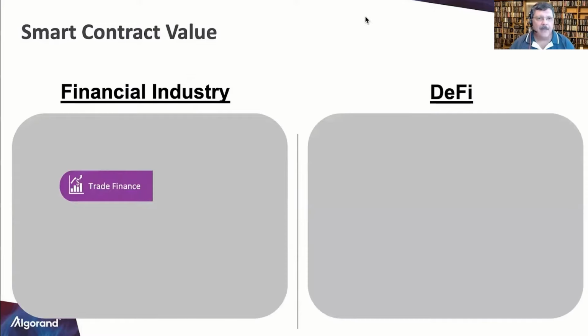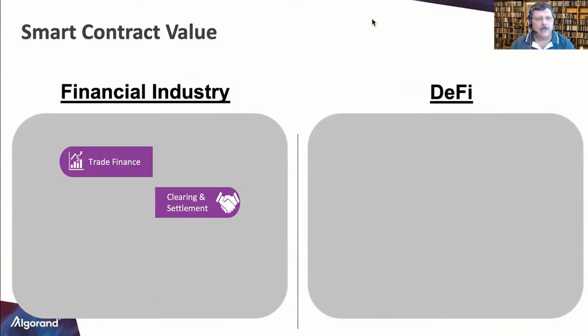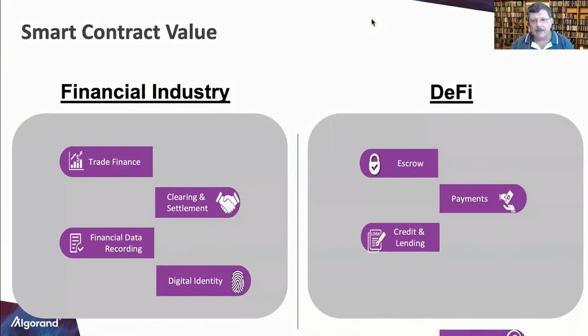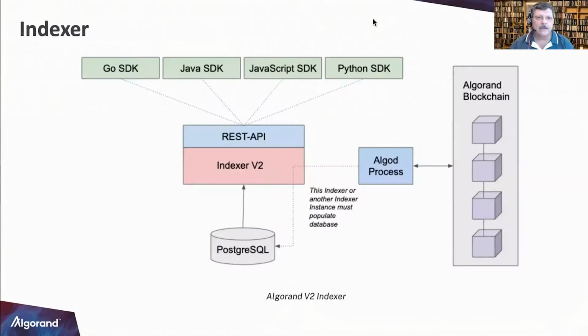Smart contract value: basically the financial industry has lots of examples, like trade finance, clearing and settlement, financial data recording, digital identity. And then in the DeFi space, you got escrow, payments, credit lending, and stable coins.